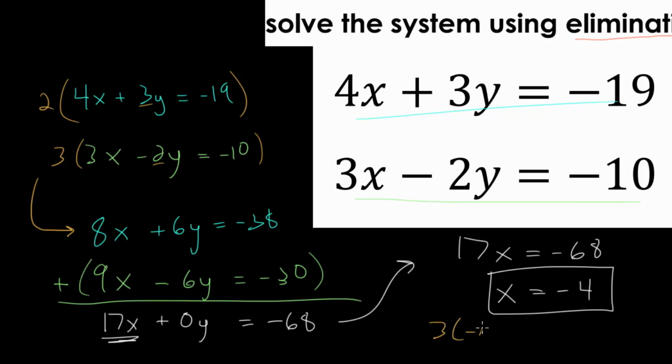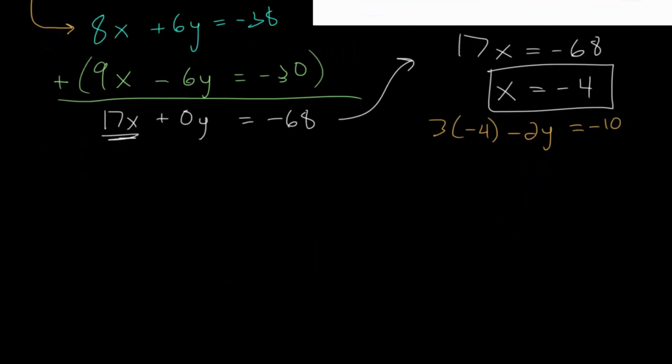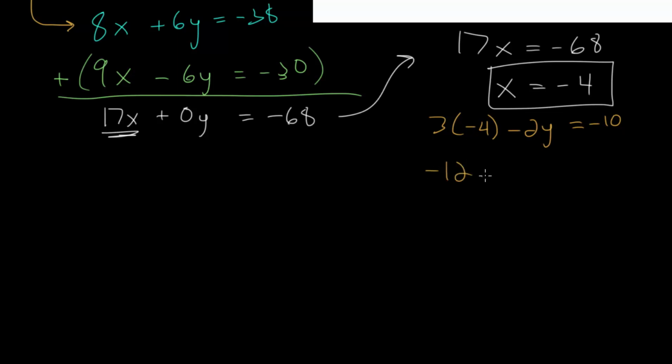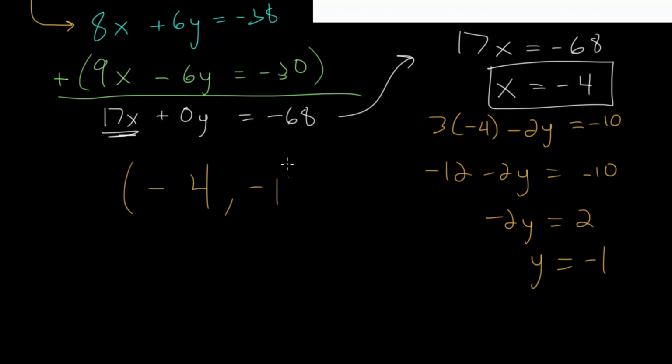We have 3 multiplied by -4 minus 2y is -10. Let me make some more room here. And this is -12 minus 2y is -10. We add 12 to both sides. We get 2 on the right-hand side. And dividing by -2, we would get -1. So it looks like the coordinate point at which these two lines intersect each other is -4, -1.